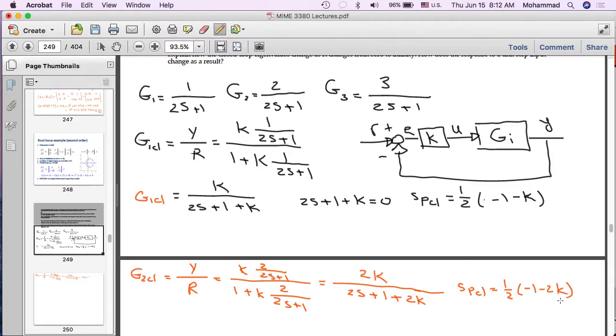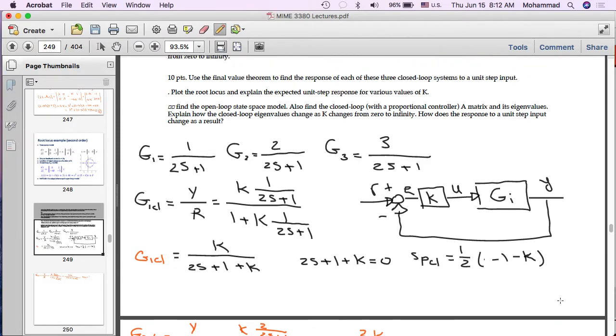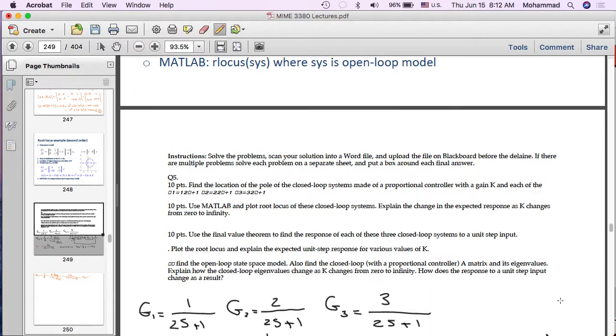So the difference is, for the second system, the speed at which the pole moves to the left is twice as much. So increasing gain by 1 unit has twice the effect of increasing the gain by 1 unit for the first case. So the speed at which the pole moves to the left is more. And it would be even more when you look at g3, because k will be multiplied by 3. So that's the answer to the first two parts.